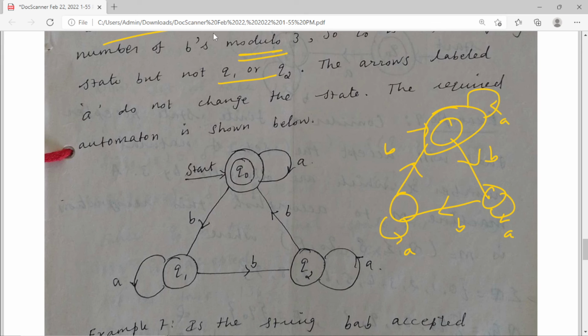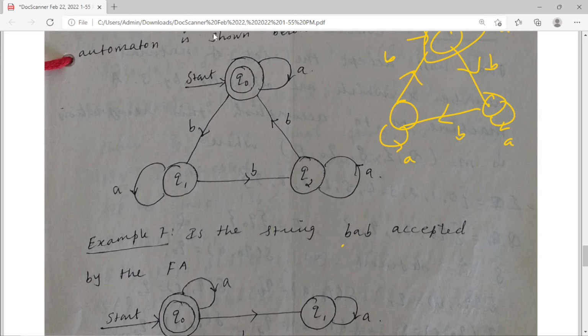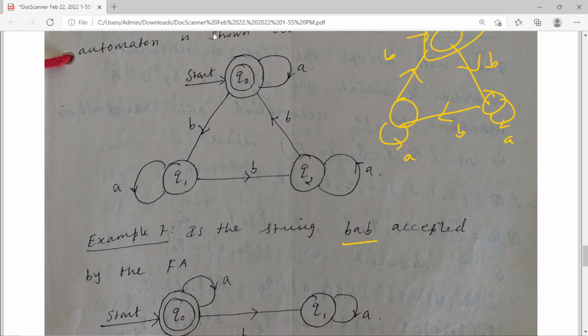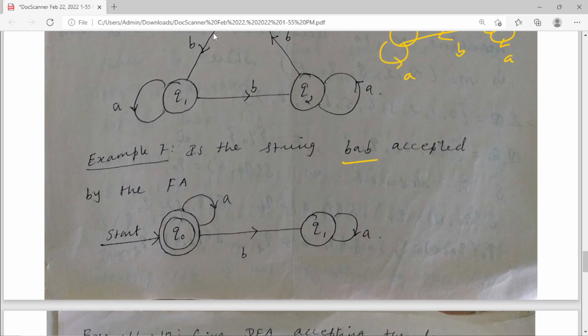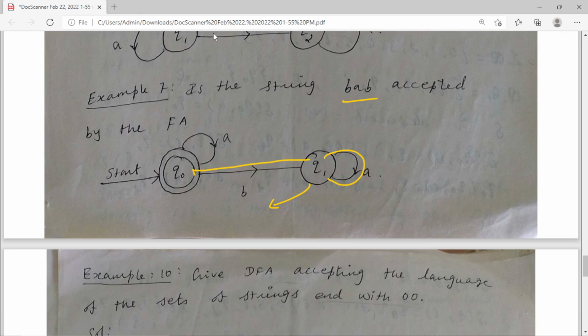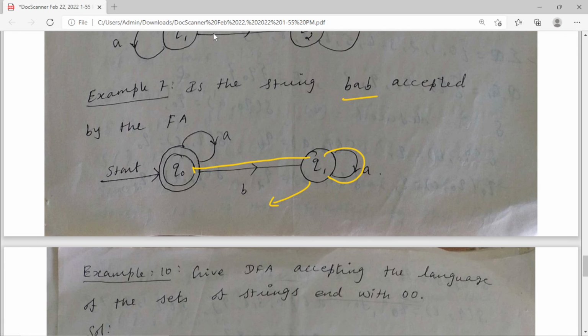Next, check whether the string BAB is accepted by the finite automaton or not. First you read B; if you read B, you go to Q1. Next you read A. Then you read B, and there is no returning to Q0, which means this string is not accepted.